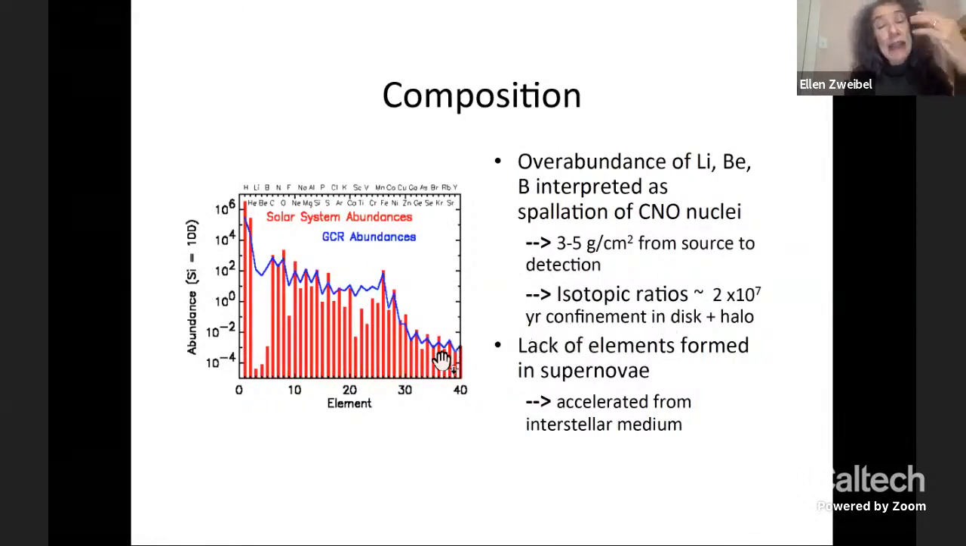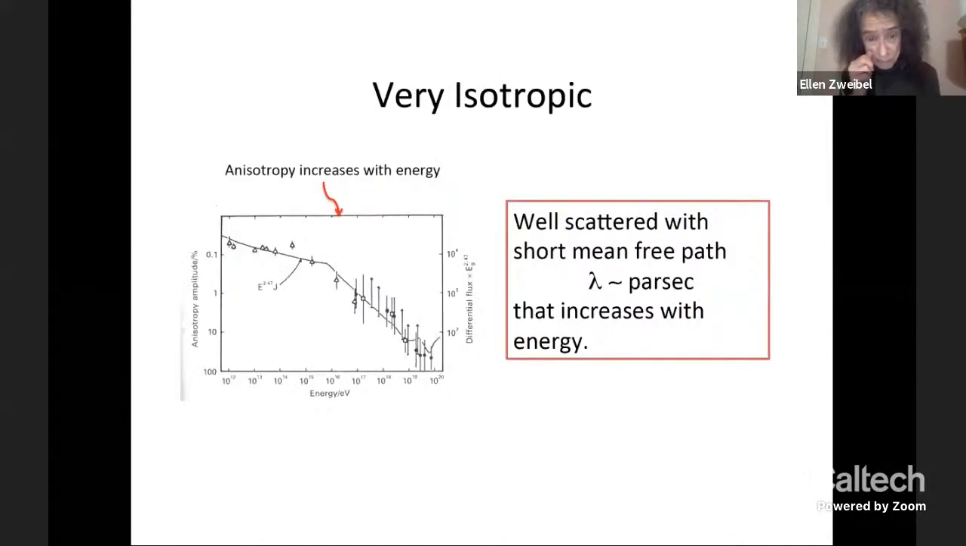There's a notable lack of R-process elements formed in supernovae, and that's led to the conclusion that cosmic rays are accelerated from the interstellar medium, most likely by supernova energy, but they're not by themselves supernova ejecta.